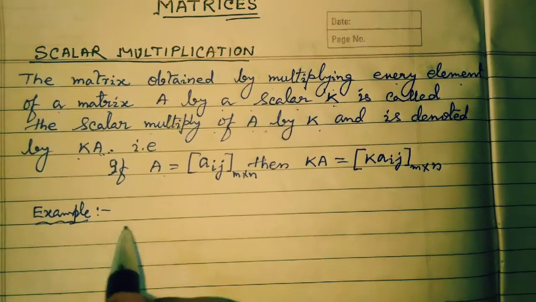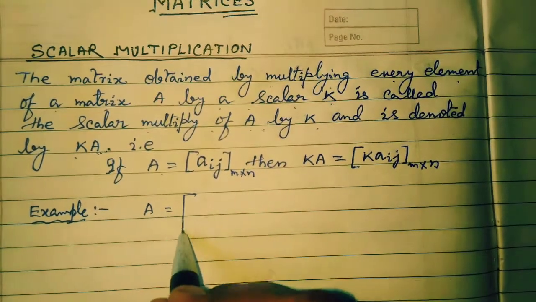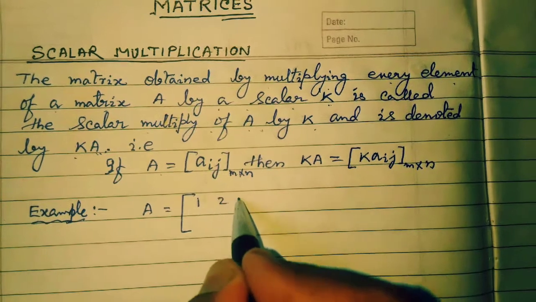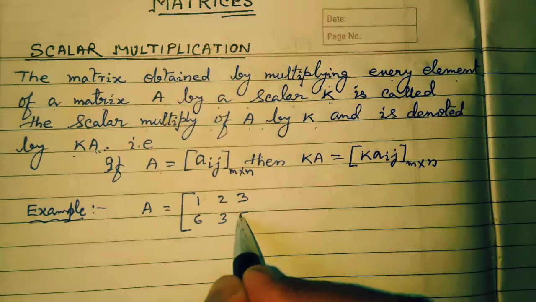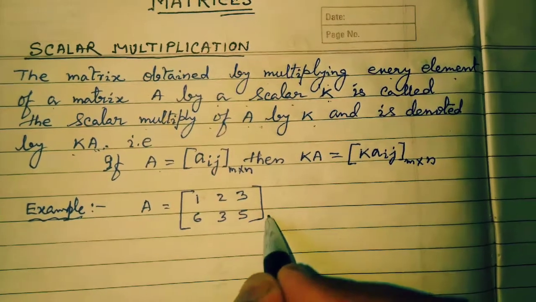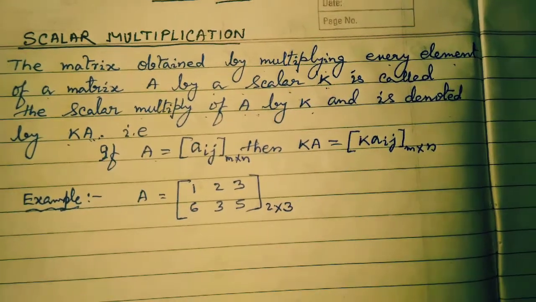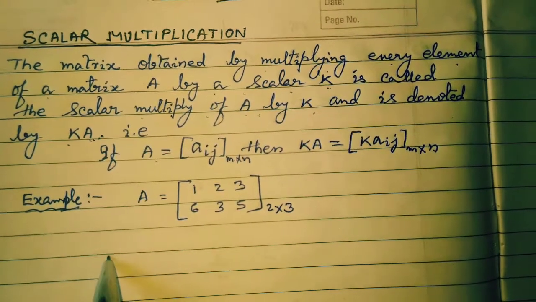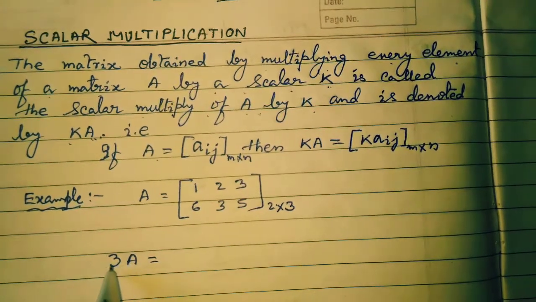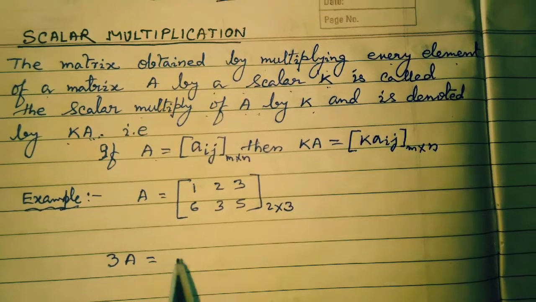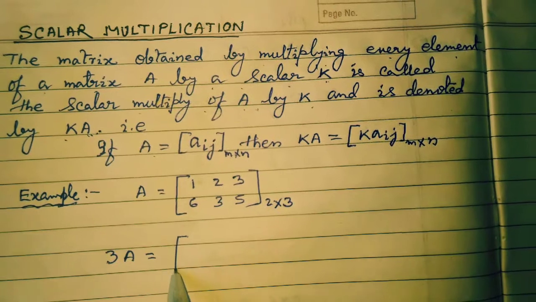What is the scalar multiplication of this? Suppose A is a matrix given as 1, 2, 3 in the first row and 6, 3, 5 in the second row. So this is a 2 into 3 matrix, its order is 2 into 3. Clear? Suppose you multiply 3A, where 3 is the scalar. So how will you find this? That means you multiply each element of the matrix by 3.